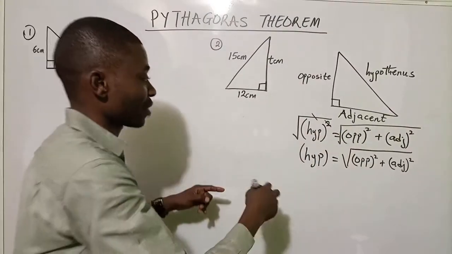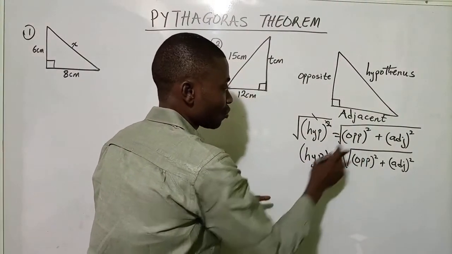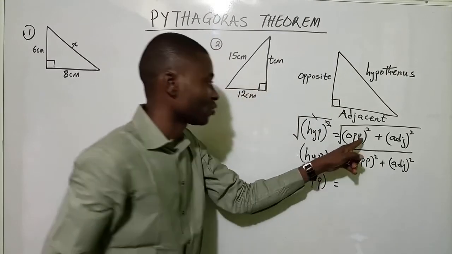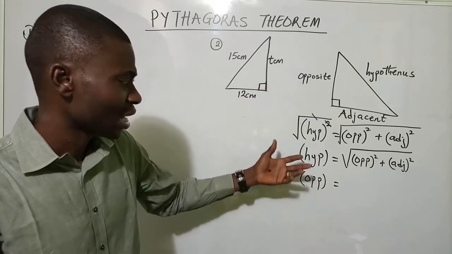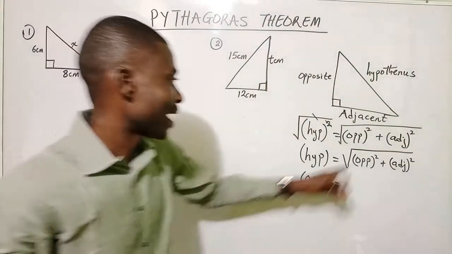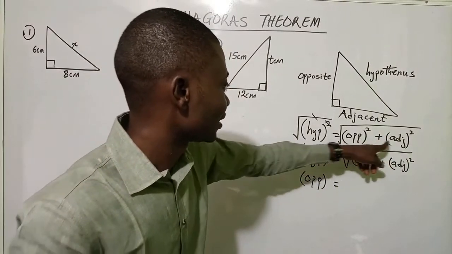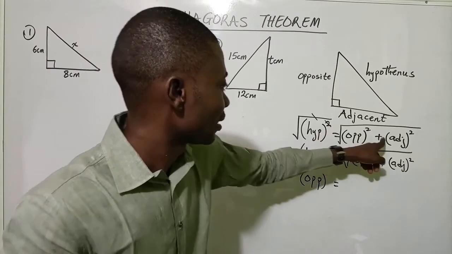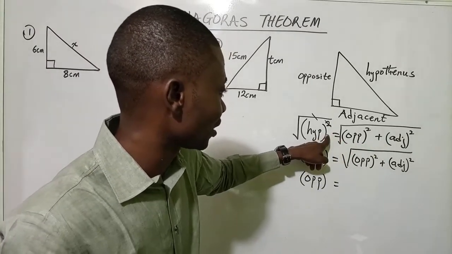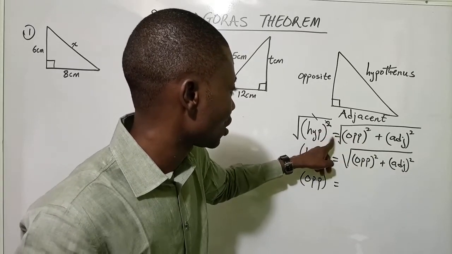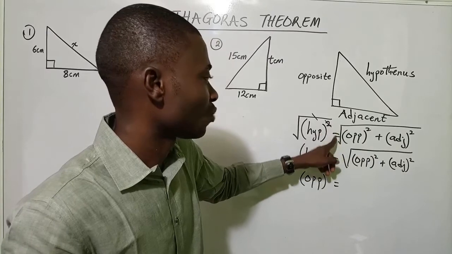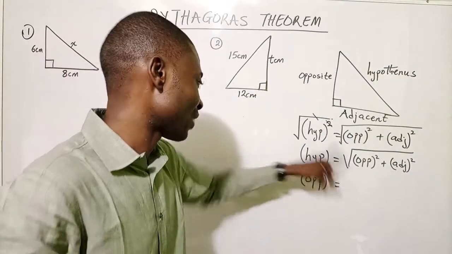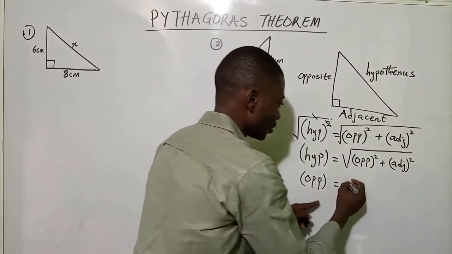The same thing also applies if I want to get the opposite. By collecting like terms, this adjacent square will come over to meet the hypotenuse square. Crossing the equality sign, the plus turns to minus. So hypotenuse square minus adjacent square equals opposite square. The same way I took the square root, I will also take the square root here. So if I take the square root, I will arrive at opposite equals the square root of hypotenuse square minus adjacent square.